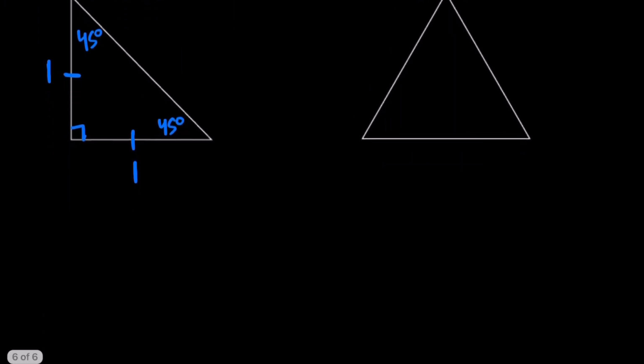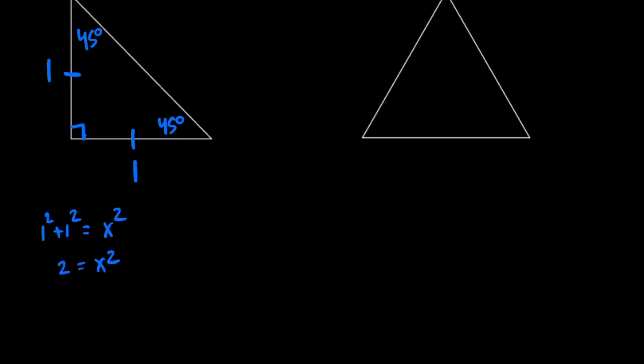Here's one easy way we can do it. Use Pythagorean Theorem. 1 squared plus 1 squared equals x squared. 1 plus 1 is 2. 2 equals x squared. Take the square root. X equals square root 2. And that's true. But watch what else we can do.